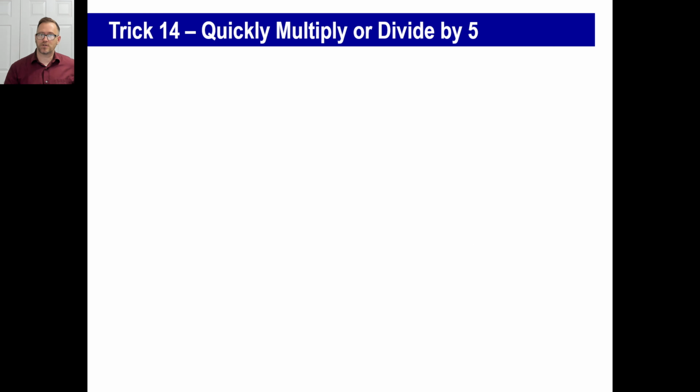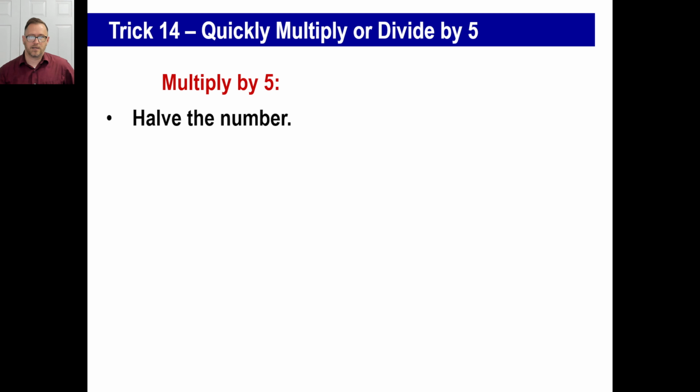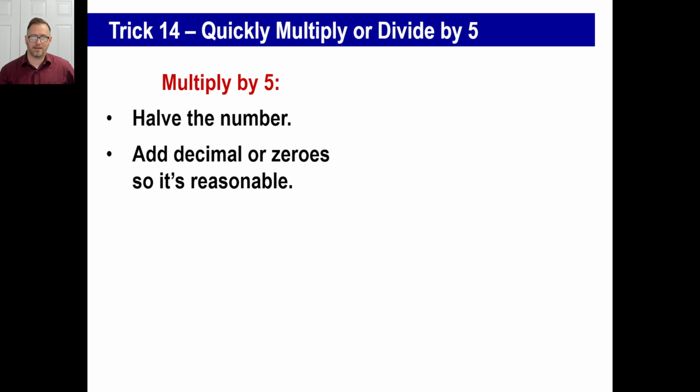Okay, here's our next trick. You're going to be able to quickly multiply or divide by 5. Interesting little thing here. And let's take a look. Multiply by 5. You first have the number. Cut it in half. Second, add a decimal or zeros so it's reasonable.